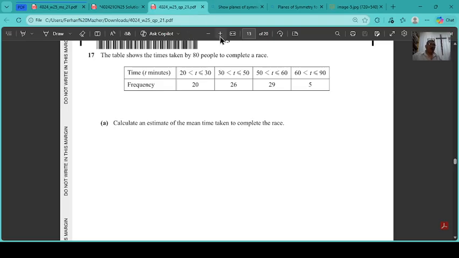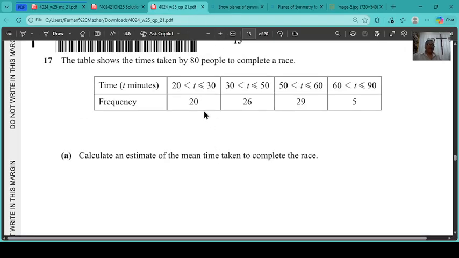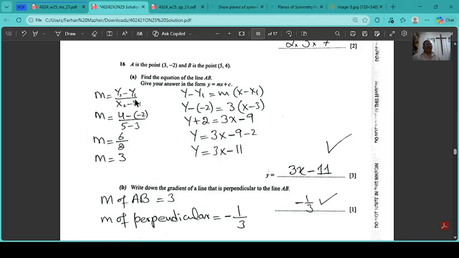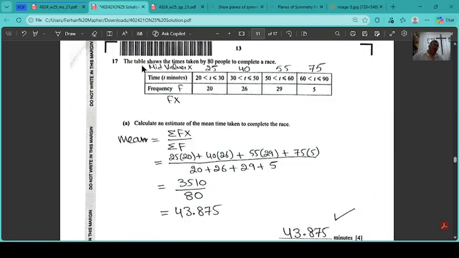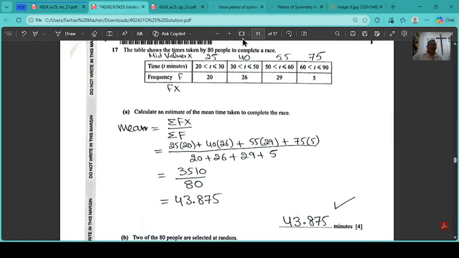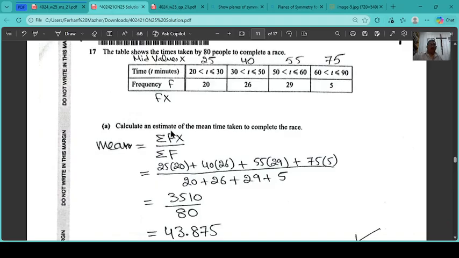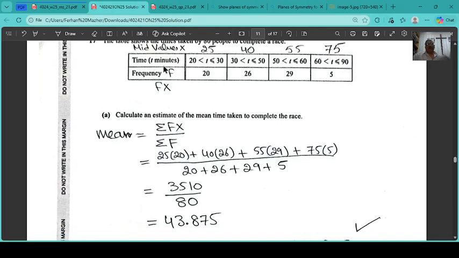If you want to find the mean time to complete the race, I will find the mid value of each class. I will call that mid value x. Then I will multiply the mid value of each class with the frequency of that class. I will get fx. The mean is equal to the summation fx divided by the summation f. Let me show you. So here we go.